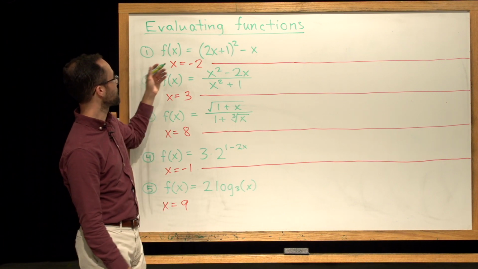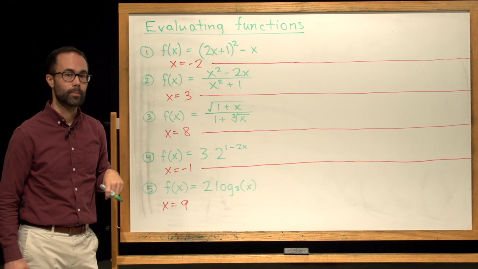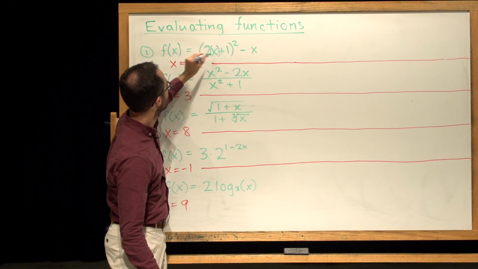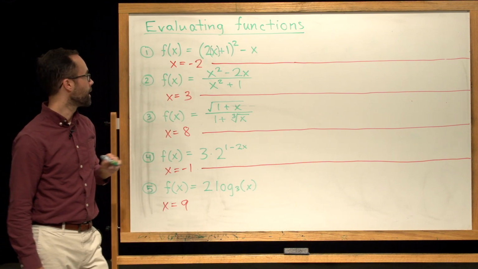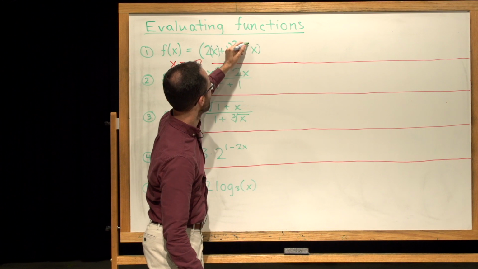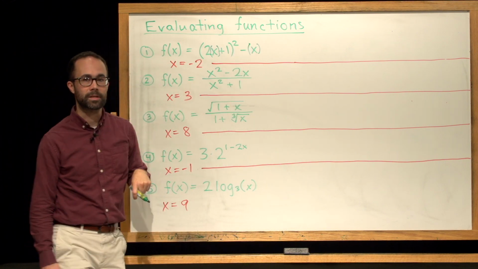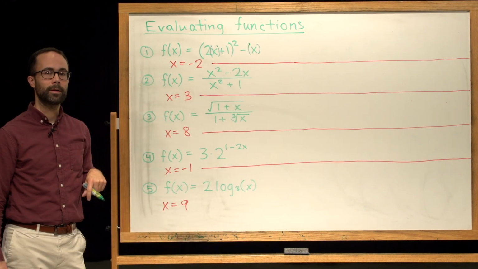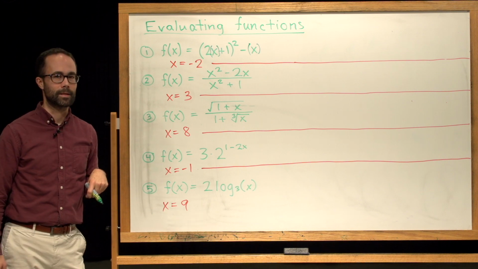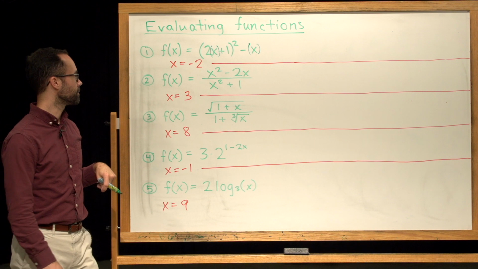So in this first case, I have 2x plus 1 being squared. Let's put a small set of parentheses around the x. And then I also have a minus x over here on the right. I'll put parentheses around that. It seems unnecessary in the function itself, but when we get to evaluating it, you'll see how it keeps things from getting too confusing.